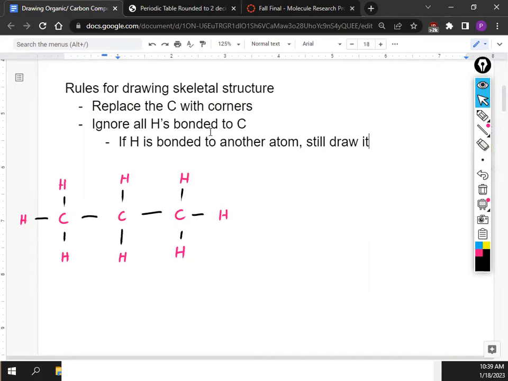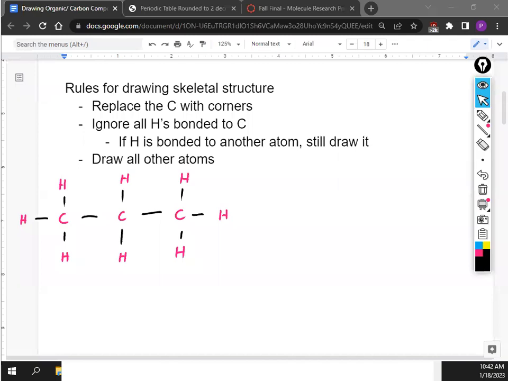The second thing we want to do is ignore all the hydrogens that are connected to carbon. If there's a hydrogen connected to carbon, we're going to ignore it. That just means that if hydrogen is connected to something else, we still need to draw it. Again, it'll make more sense as we go through it. And then you just want to make sure you draw all the other atoms. So those are the 3 rules. I'll give you about 2 minutes to copy all that down, and then we will use the chemical structure that we did for the warm-up in order to draw a skeletal structure. I think you'll like it because it'll make your lives a lot easier.